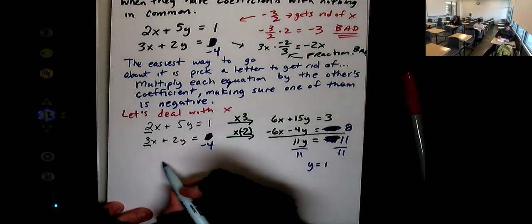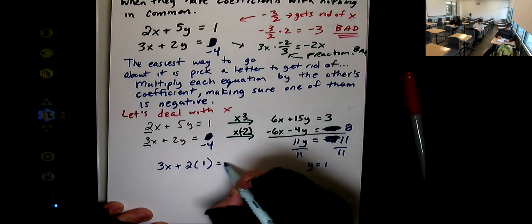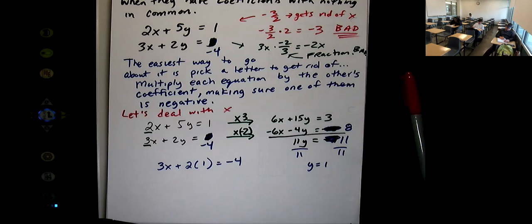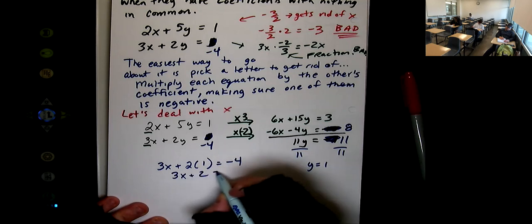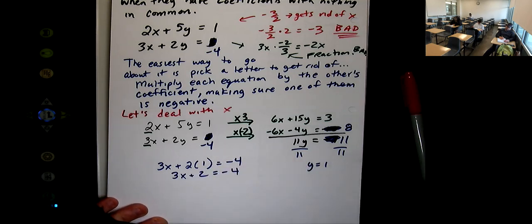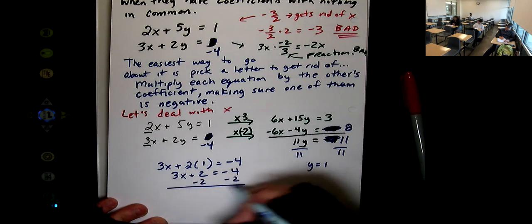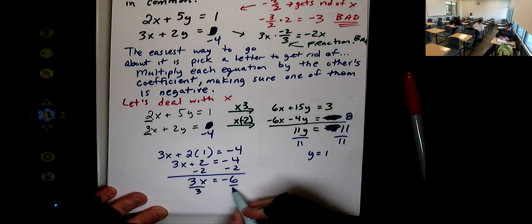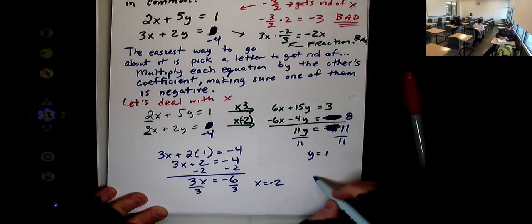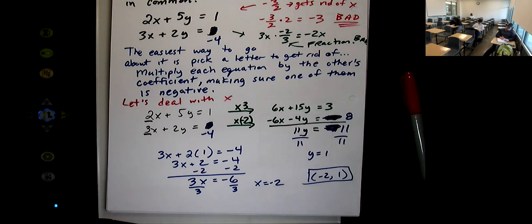I will stick this into one of the original equations. 3x plus 2 times 1 equals -4. That's 3x plus 2 equals -4. Subtract 2 and I get 3x equals -6. Divide by 3 and I get x equals -2. The answer is -2, 1.